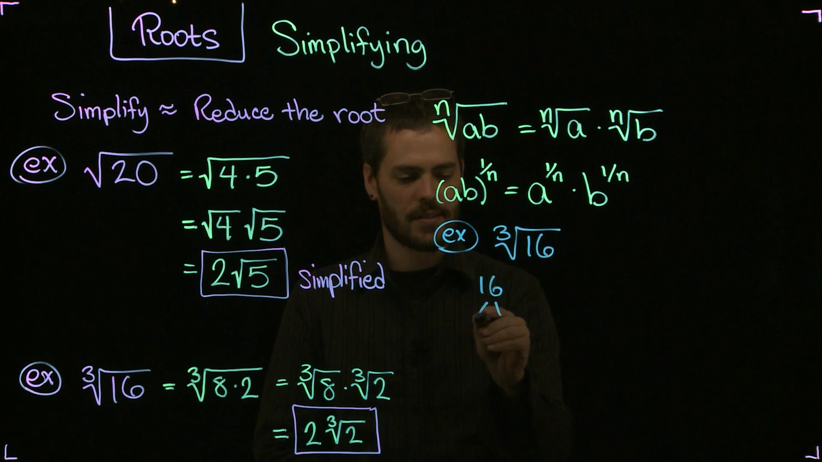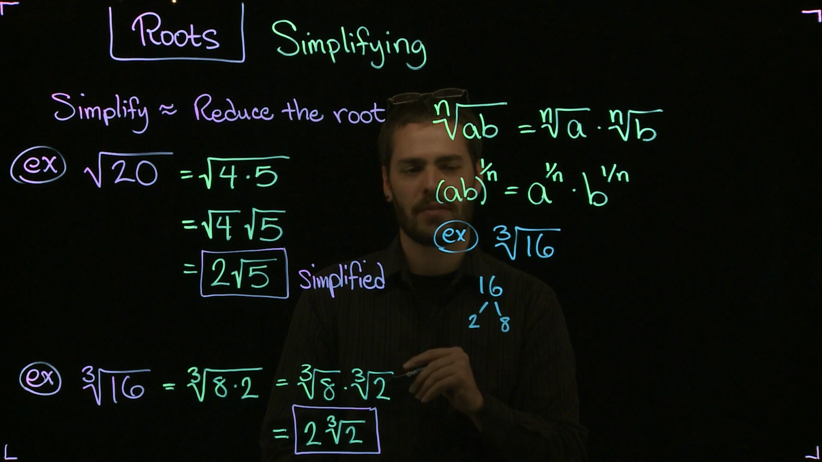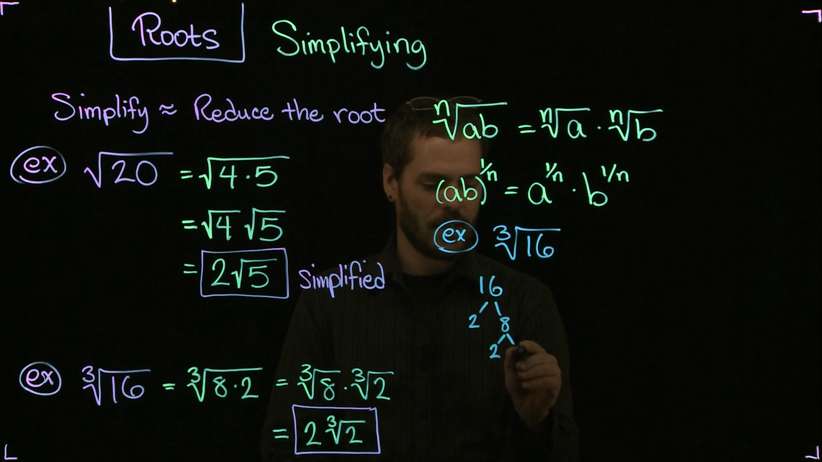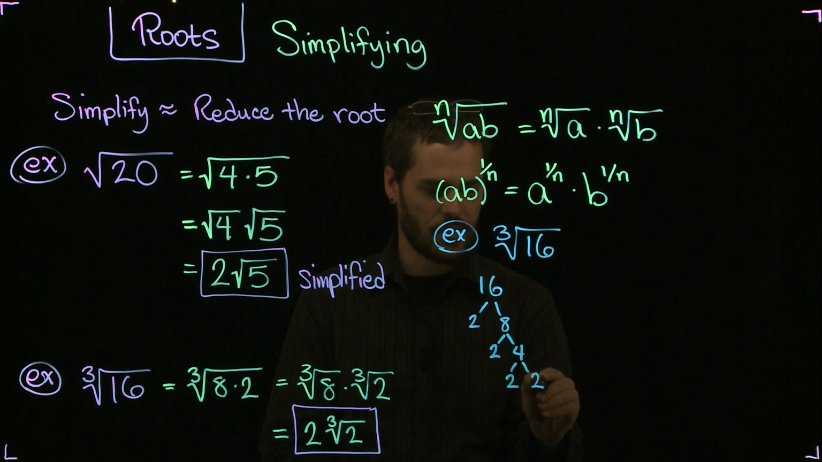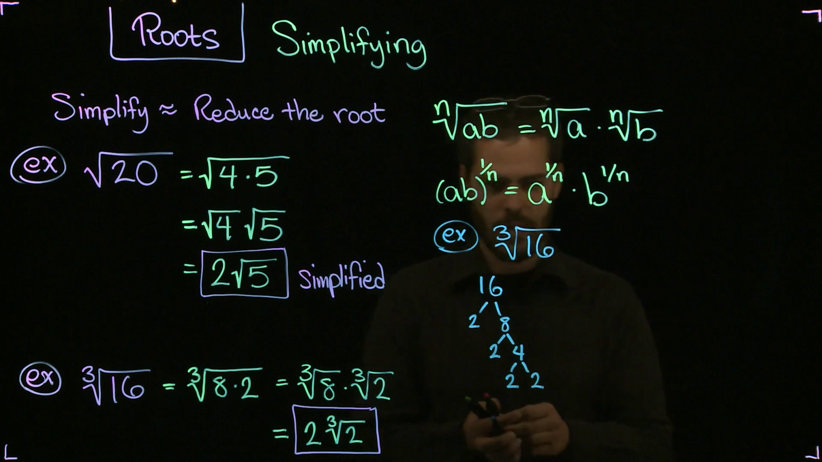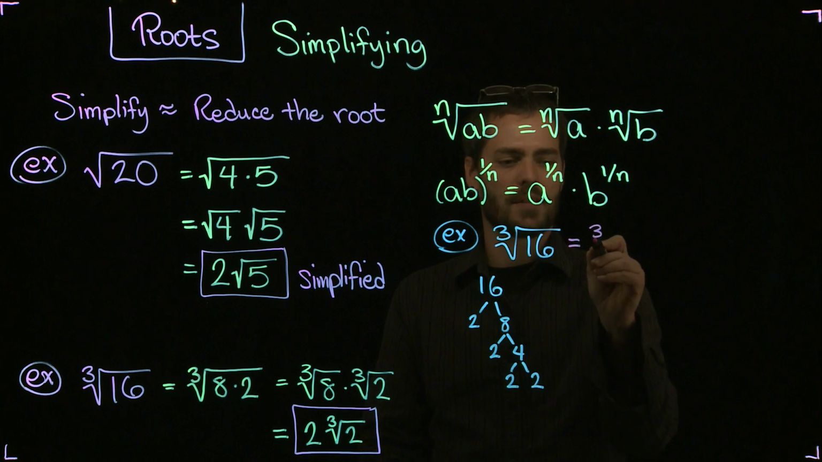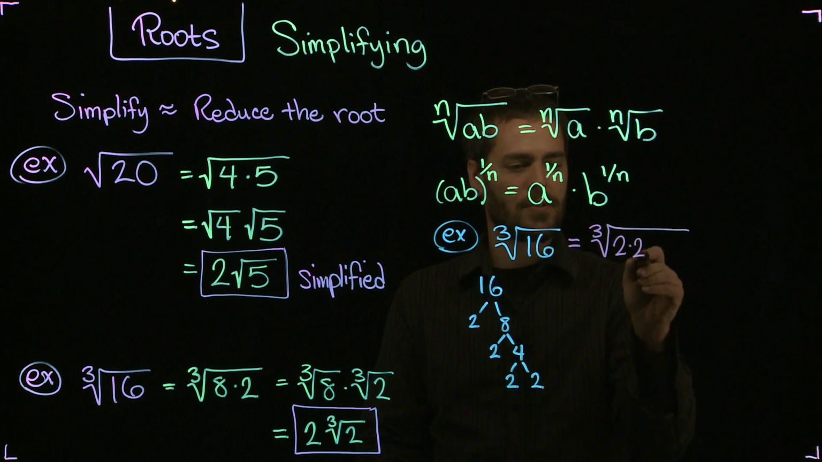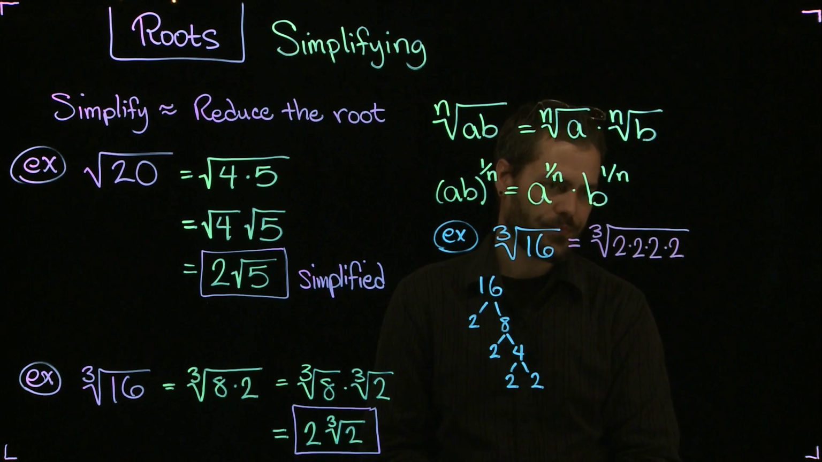Let's see, 16 is 2 times 8. Let's say you didn't recognize the 8 as a perfect cube, so I'm going to keep breaking that down. This is 2 times 4, and 4 is 2 times 2. So, represented in its prime factors, the cube root of 16 is the same thing as the cube root of 2 times 2 times 2 times 2.